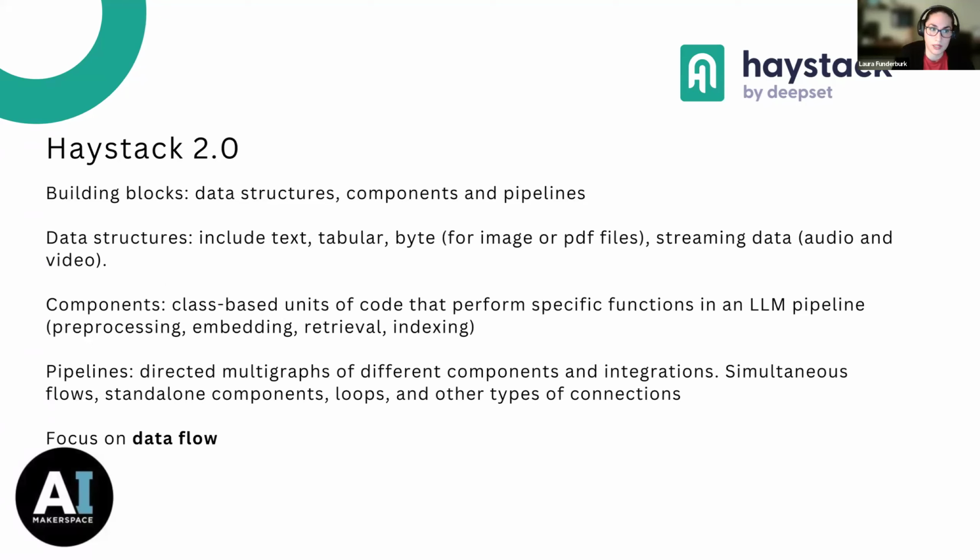In terms of how Haystack thinks about building RAG systems, they typically think in terms of data structures, components, and pipelines. These data structures include text, tabular, and byte. For instance, if you want to build a RAG for your PDF or image files, they typically manage the bytes, a byte data structure. And if you want to handle something like audio and video, they have streaming data structures.